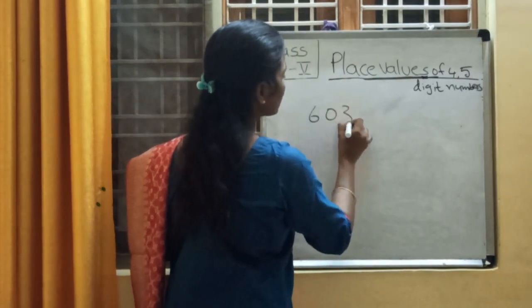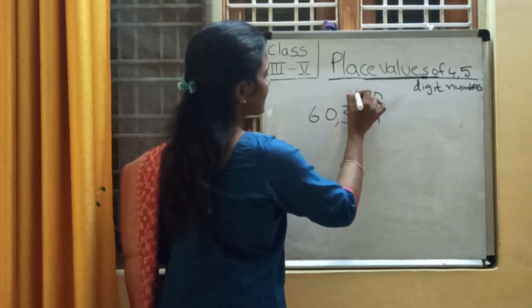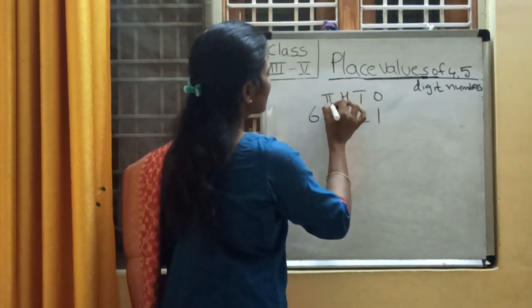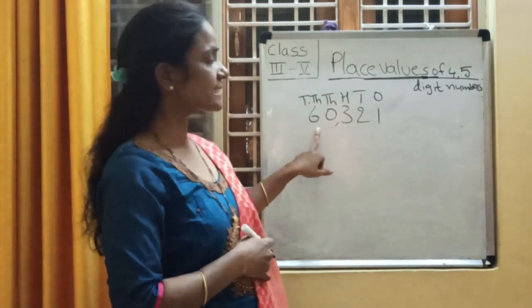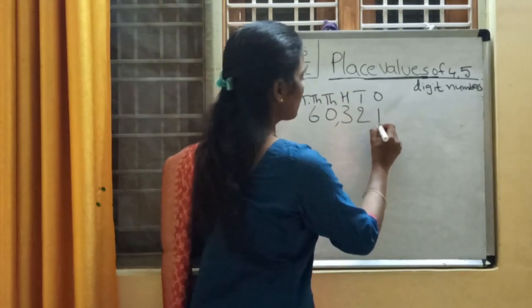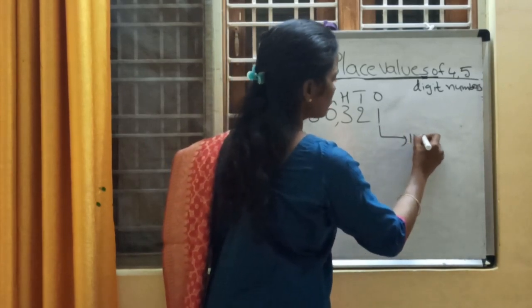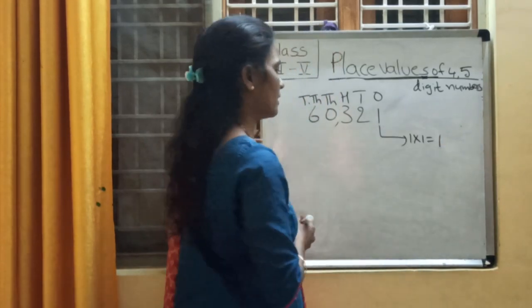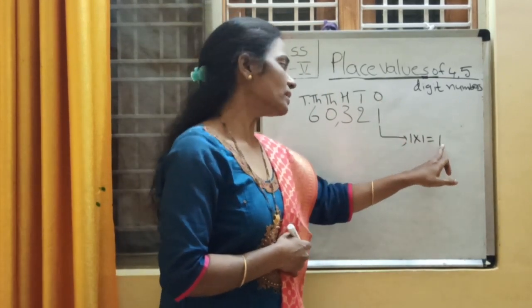6, 0, 3, 2, 1. 1's place, 10's place, 100's place, 1000's place, 10,000's place. It is 60,321. Write down the place value. 1 is in 1's place. 1's place value is 1 into 1, 1.